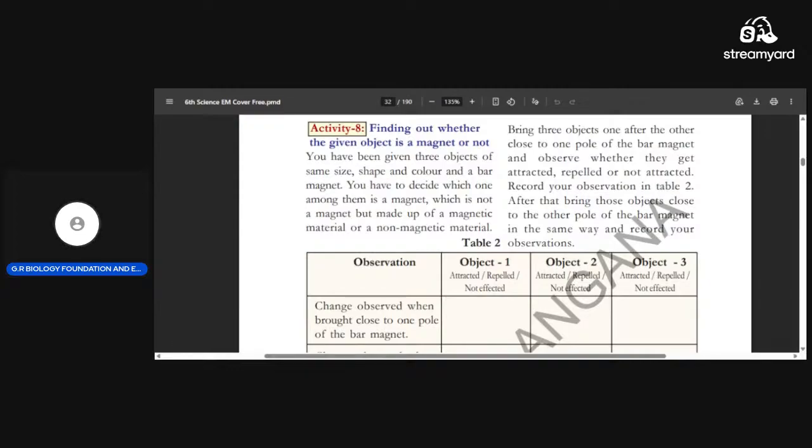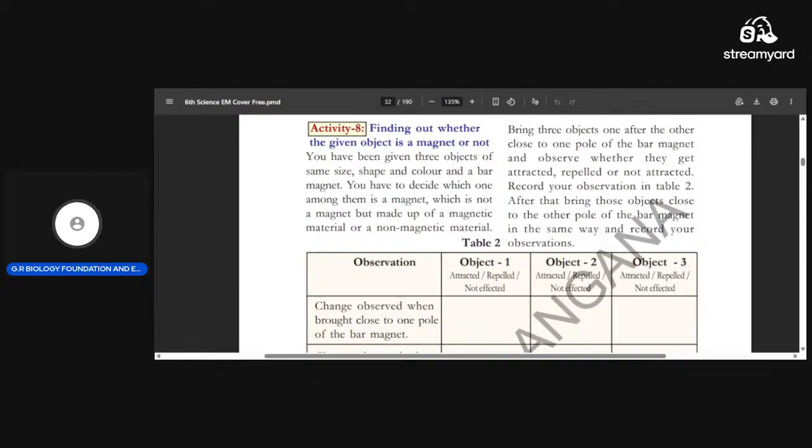For example, I am going to take one bar magnet and test it with a pencil. The pencil will not be attracted by either pole of the magnet, south pole or north pole. So the pencil is a non-magnetic material. That is not a magnet or a magnetic material.